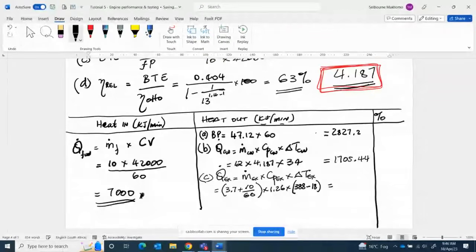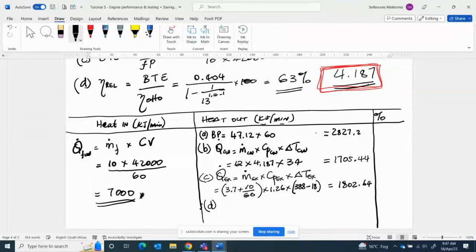And then we get 1802.64. So 1,800 has been taken by exhaust gases. The last one, now we conclude.